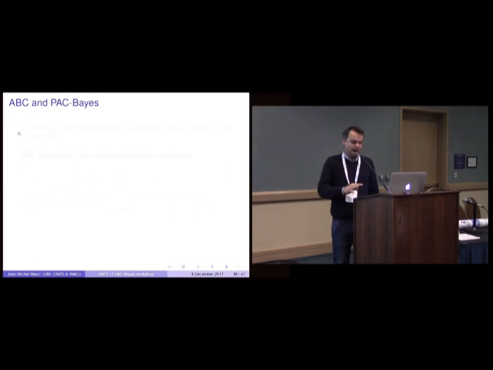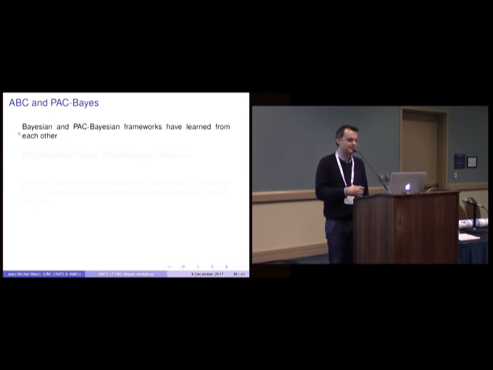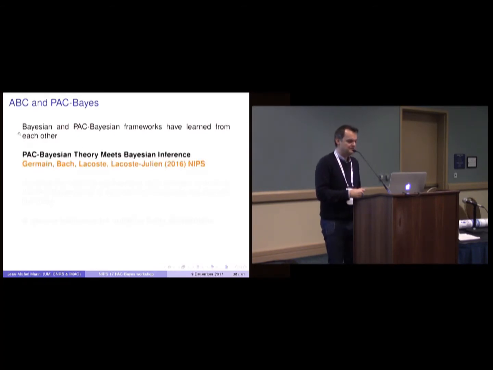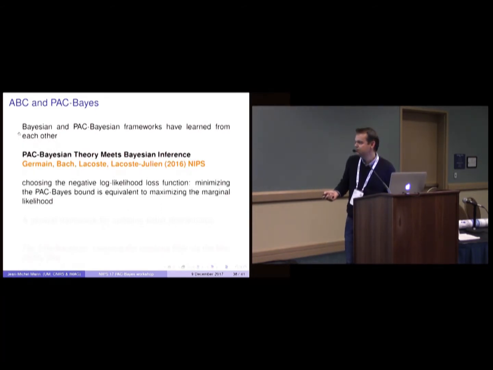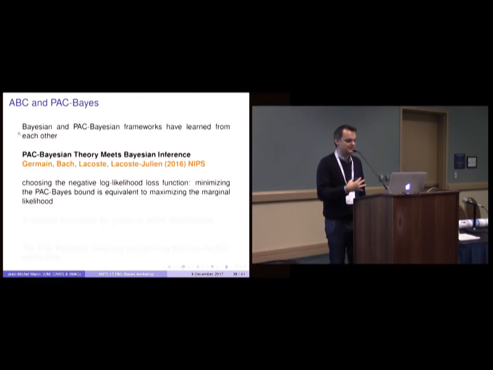Okay, a few minutes on ABC and PAC-Bayes. There is some work on Bayesian and PAC-Bayesian frameworks. These two frameworks are close to each other. There is this nice paper of Pascal, Francis, and co-authors one year ago, showing that choosing the negative log likelihood as the loss function, minimizing the PAC-Bayes bound is equivalent to minimizing the marginal likelihood, and this is a very interesting connection between the two techniques.